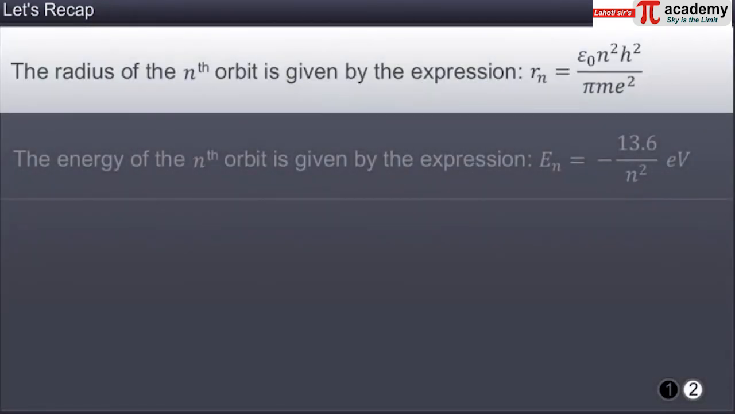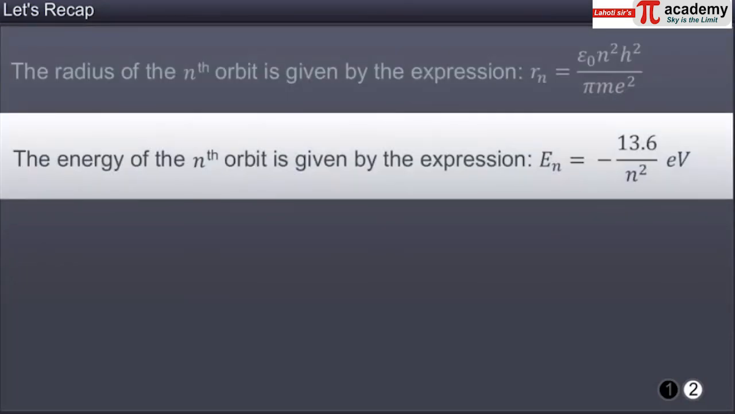The radius of the nth orbit is given by the expression Rn is equal to epsilon naught n square h square by pi m e square. The energy of the nth orbit is given by the expression En is equal to minus 13.6 by n square electron volts.